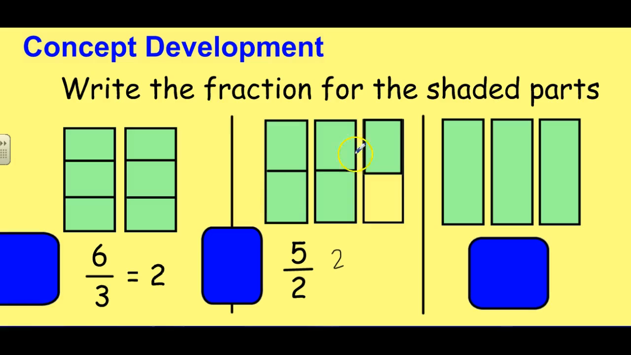And then the only thing that you have left to do is you look at this last one and you say, what's the fraction for this rectangle? And the fraction for this rectangle is 1/2 because there are 2 parts and 1 part is shaded. So 5/2 is the same thing as 2 and 1/2. You just get your 2 from these right here, and you get your 1/2 from this right here.